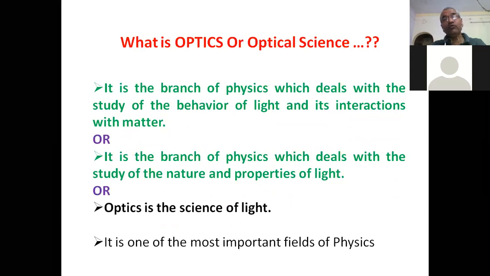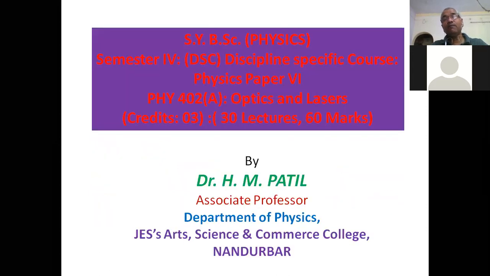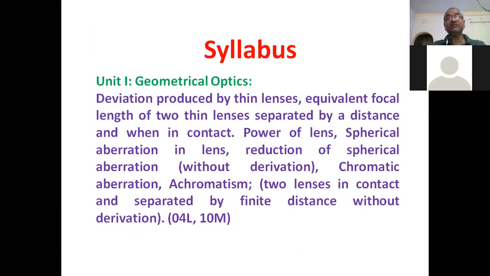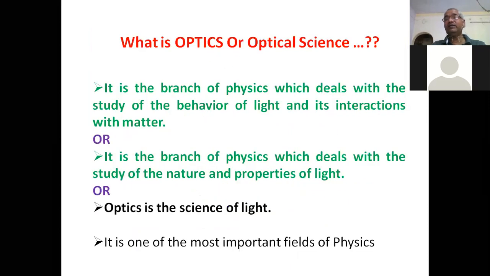Now the name of the course is optics and lasers. Basically it is the course of optics and laser is the part of it. So laser is also a source of light, but the name of the course is given as optics and lasers, but it is actually related with the optics. So we will start as usual.